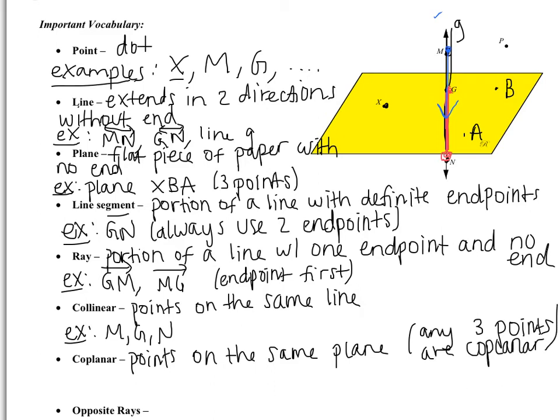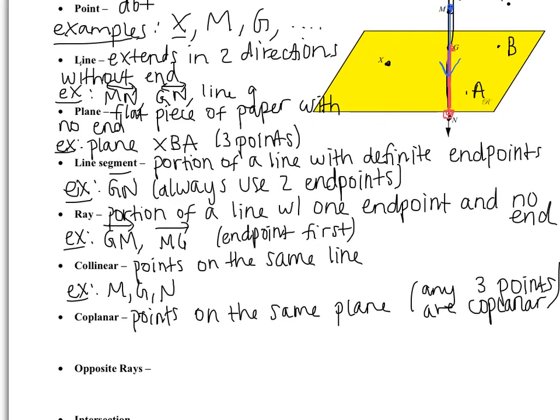So in this case, X, M, and P, those are coplanar because they're 3 points. We don't see a plane through them in the figure, but there is some plane that exists through X, M, and P. Okay, we have 2 more definitions and then a few more examples.